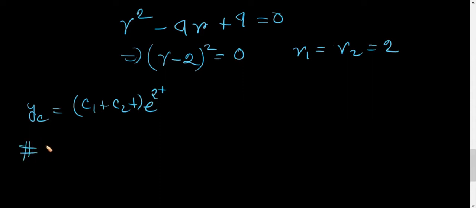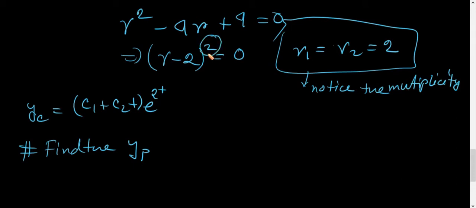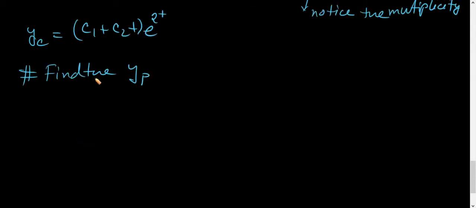Now the second step is to find the particular solution. Find the y_p. To find y_p, first you note the multiplicity, and you can easily understand from here, that is this power, that it is 2. So first we write s equals 2.